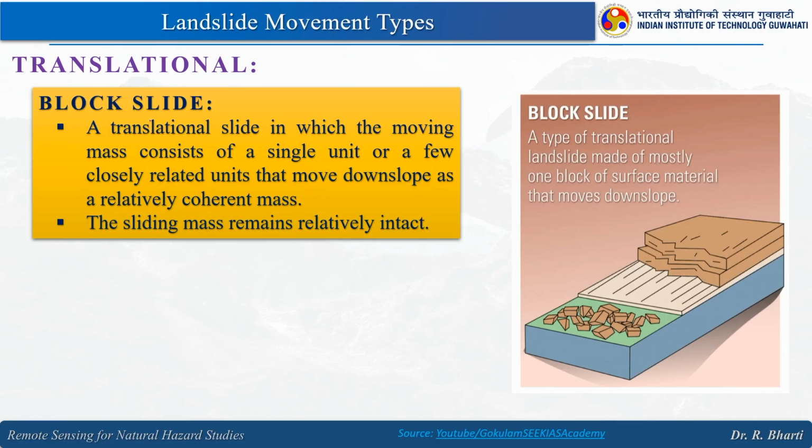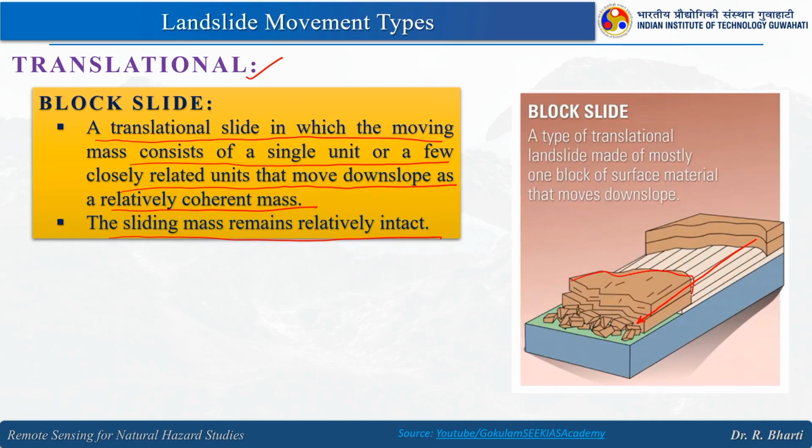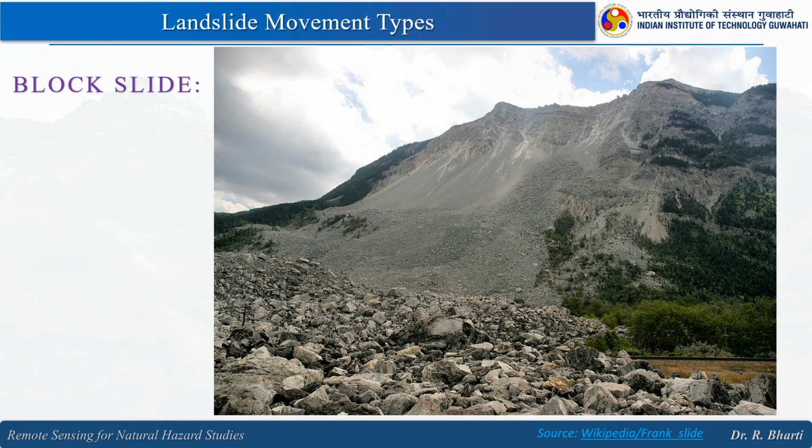Then comes the block slide, which is under the translational type. Here it is a translational slide in which the moving mass consists of a single unit or a few closely related units that move down slope as a relatively coherent mass. The sliding mass remains relatively intact. You can see how this is coming, and this is intact, which is what I meant. This is from the field, how it is happening. This is an example of a block slide.